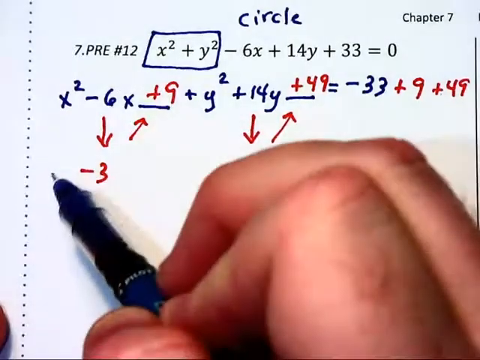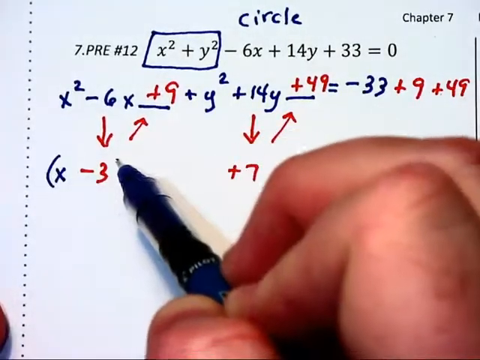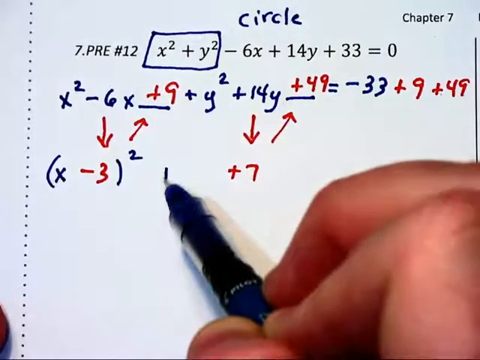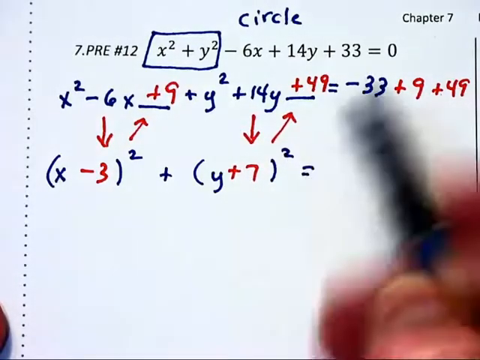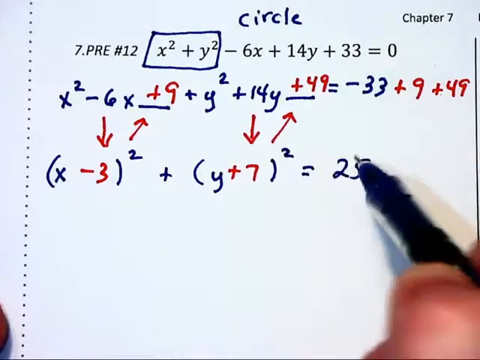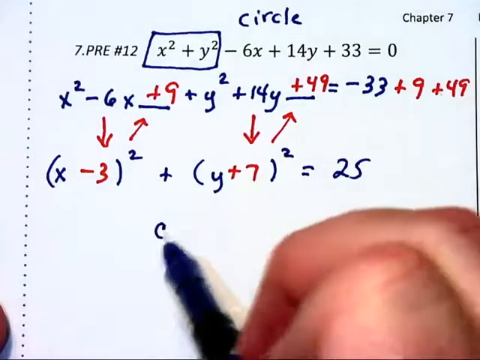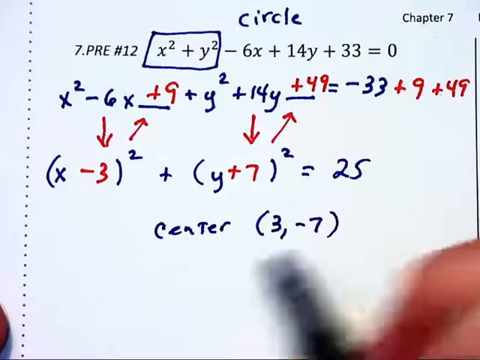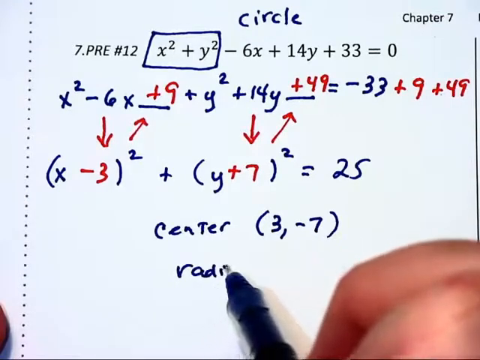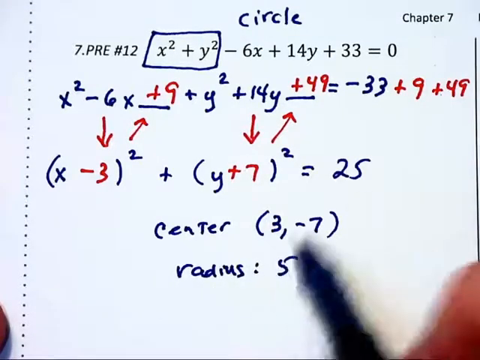Now we can complete the square. That gives us x minus 3 quantity squared plus y plus 7 quantity squared equals 25. So we have a circle with its center located at 3, negative 7 with a radius of 5.